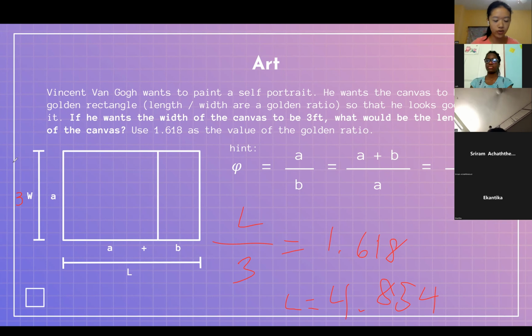That would be what the length of his canvas needs to be in order to make it look nice. Although honestly, you could probably use all of the different types of lengths and widths. It's just that people are drawn to the golden ratio because they think it makes their pictures look better.